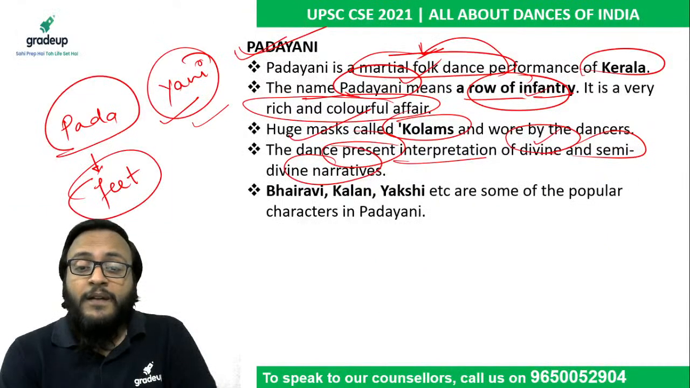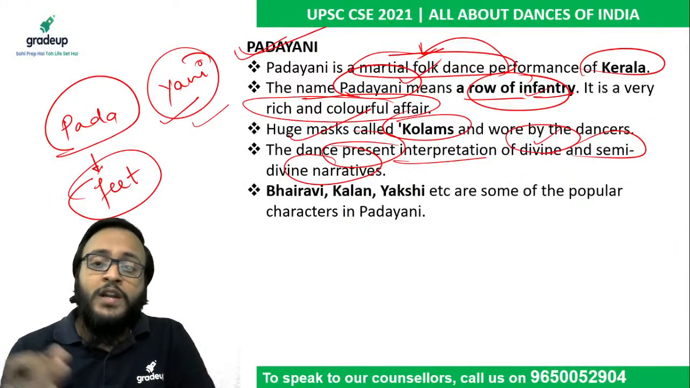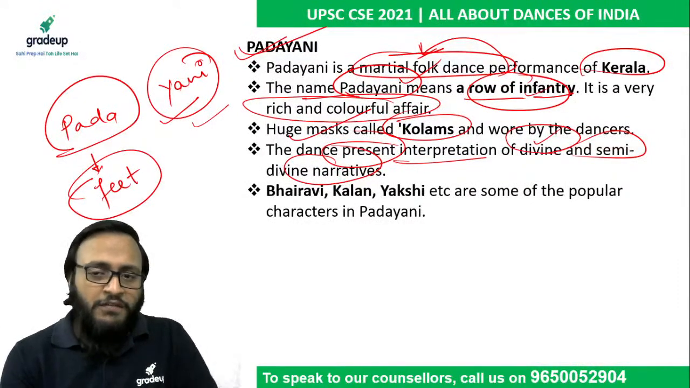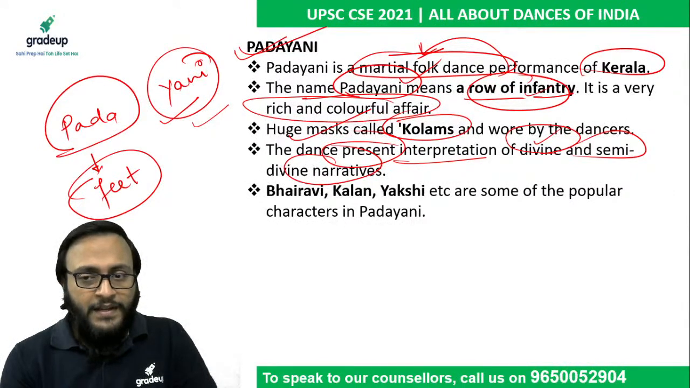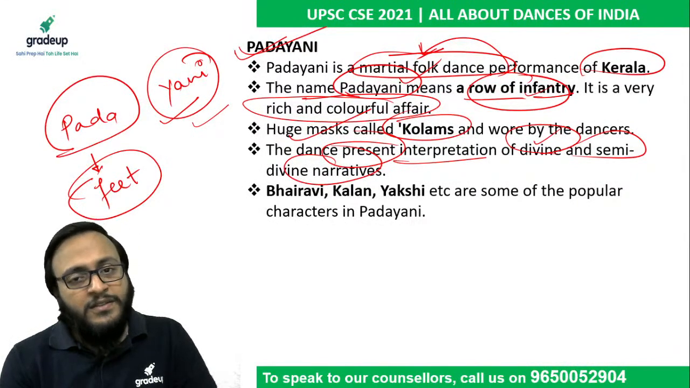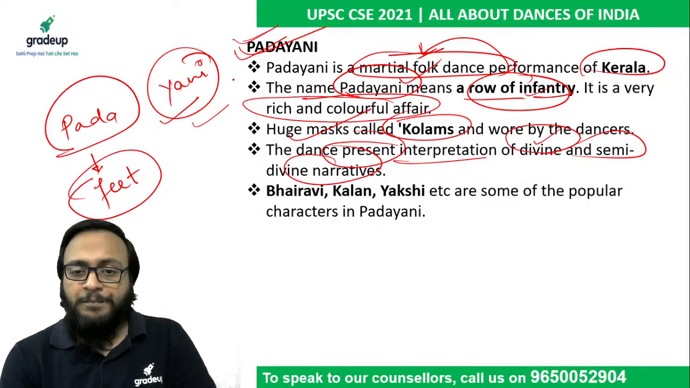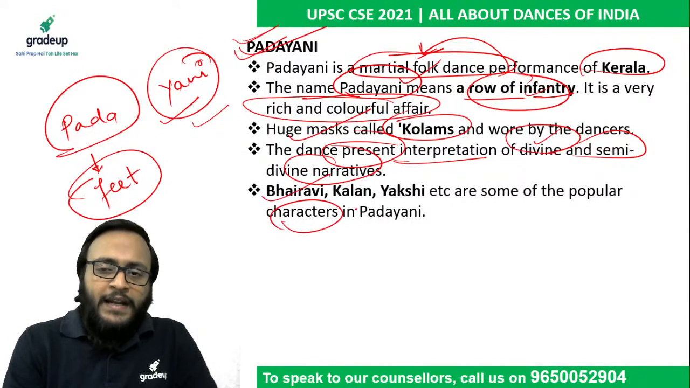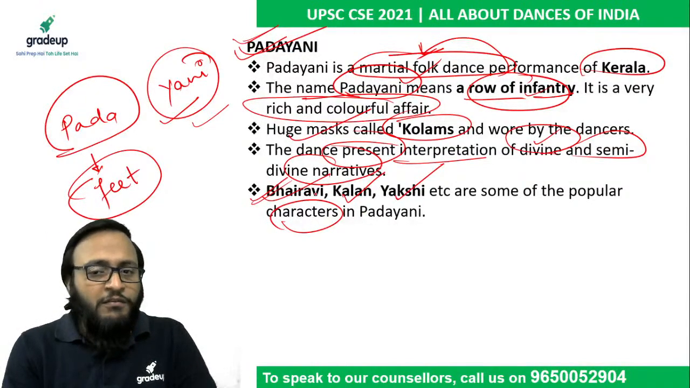What does that mean? That means usually the war scenes of the Mahabharata or the famous war scenes of the local history of Kerala, especially from the Sangam age, those are depicted. Right? Those depictions result in the performance of this folk dance Padayani. Some of the popular characters include Bhairavi, Kalan, Yakshi.